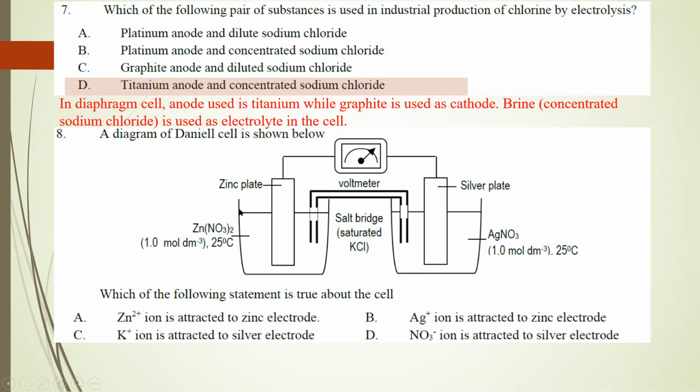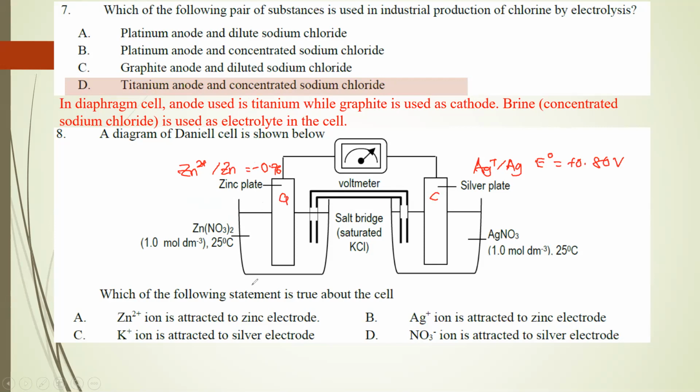Diagram of Daniel cell is shown below. This is between zinc and silver. Which of the following statements is true about the cell? So you must know by yourself that you can check from the standard electrode potential that Zn2+ | Zn, E naught is equal to negative 0.76 volt, and then silver, Ag+ | Ag, E naught is equal to positive 0.80. So this will make the zinc become the anode, and silver become the cathode of the cell.